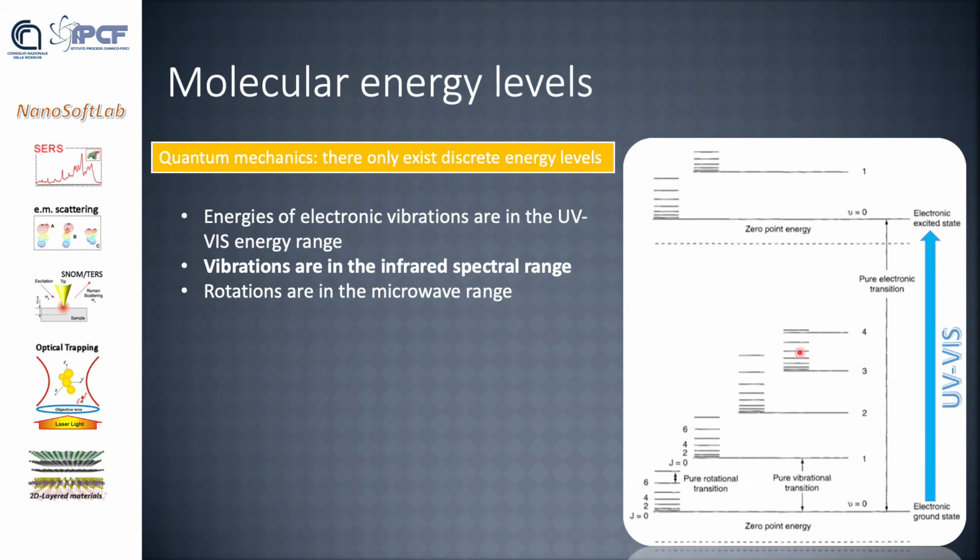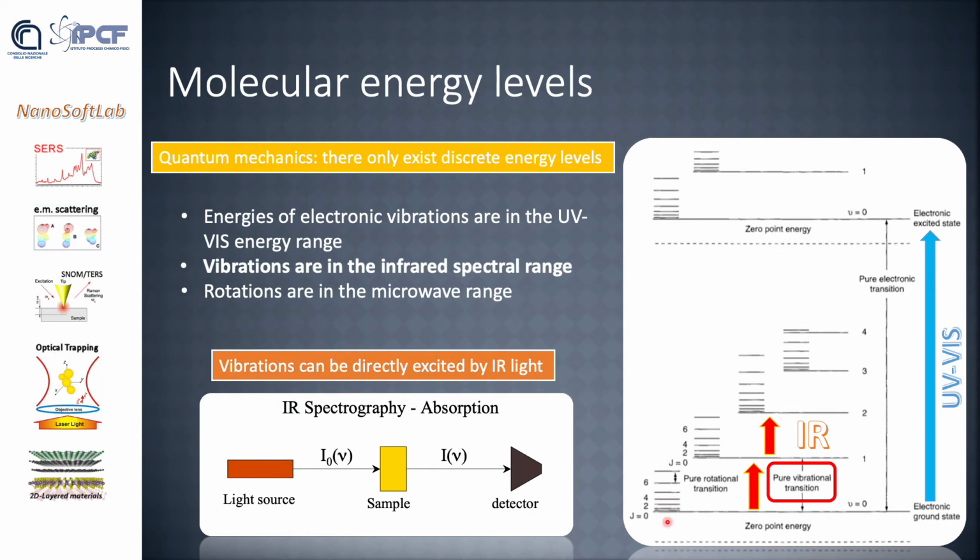In a totally quantized atomic picture, we have energy levels associated to electronic transitions that typically occur in the UV-Vis, then we have vibrational transitions that occur in the infrared, and then we have rotations that occur in the microwaves. To carry out vibrational spectroscopy, we can directly excite the molecules by infrared light. So, vibrational spectroscopy can be performed in the infrared by a simple absorption experiment in which we have a multicolor light source, the sample, and the detector that detects what is transmitted at each energy.